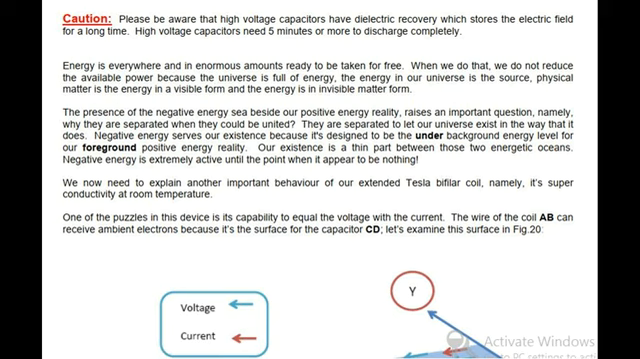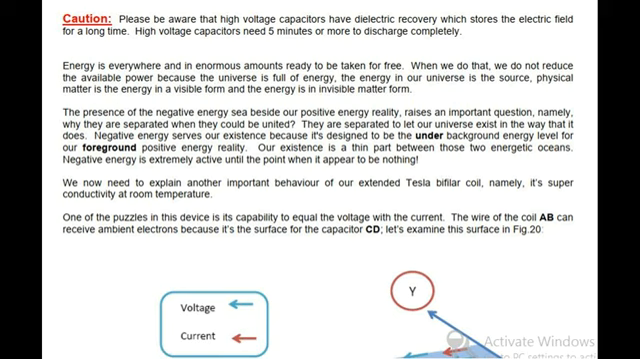The presence of the negative energy C beside our positive energy reality raises an important question, namely, why they are separated when they could be united. They are separated to let our universe exist in the way that it does. Negative energy serves our existence because it's designed to be the background energy level for our foreground positive energy reality.